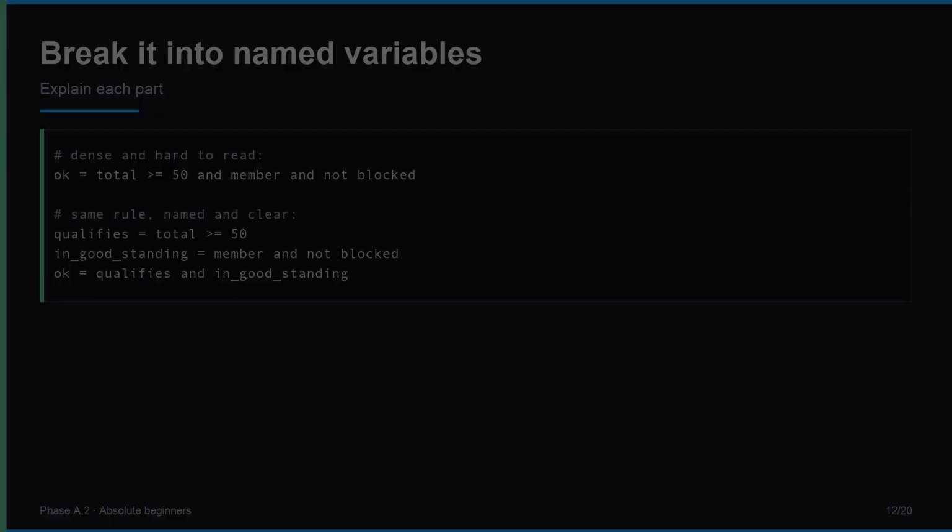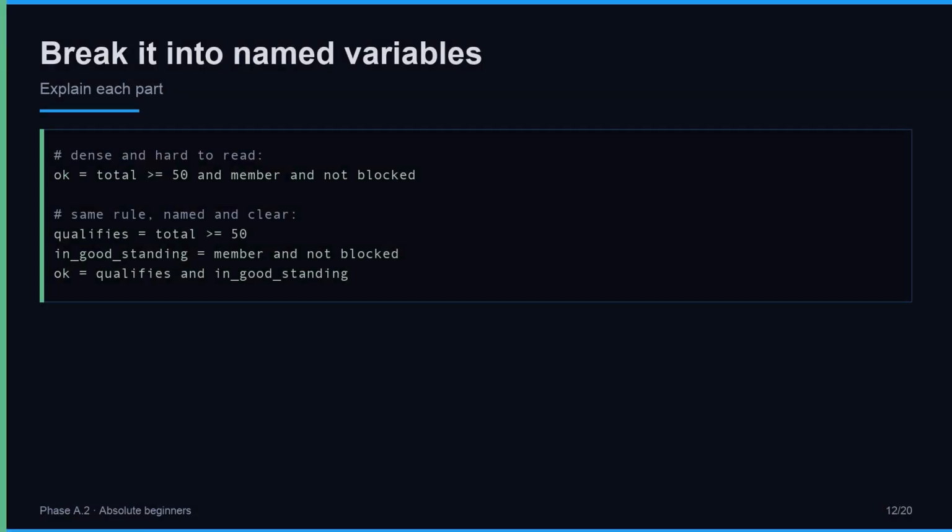Clear beats short. When an expression grows beyond 2 or 3 checks, the kindest thing you can do is break it into named variables. Instead of one dense line, compute qualifies as total at least 50, compute in good standing as member and not blocked, then combine those two named bools. The logic is identical, but now each part has a name that explains its meaning. A reader can follow the rule like a sentence. Named variables turn a puzzle back into plain English.